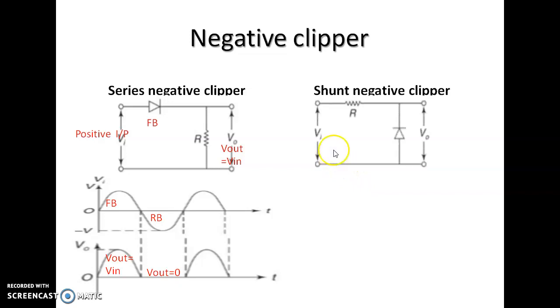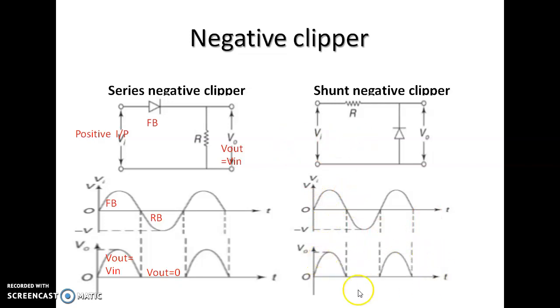This is a shunt negative clipper, and assume that this input waveform has been applied and we will get this as the output from this circuit. The analysis of this shunt negative clipper is left as an exercise to you. Try to analyze this and check whether you are getting this shape of the output waveform like this.